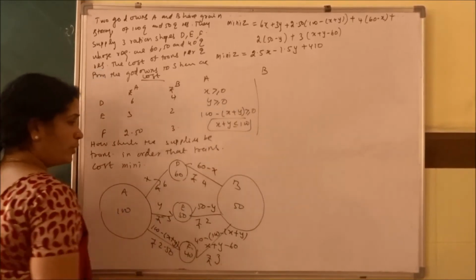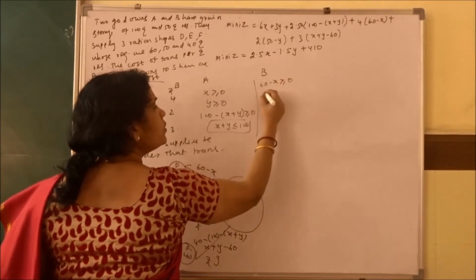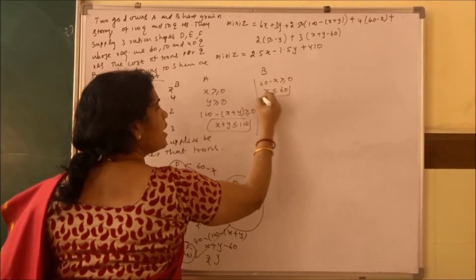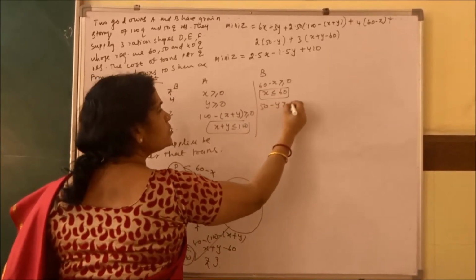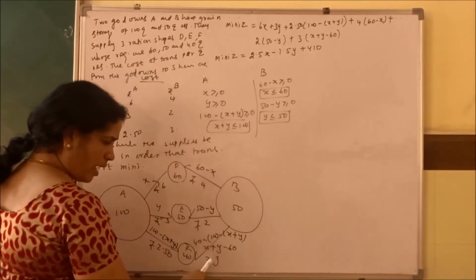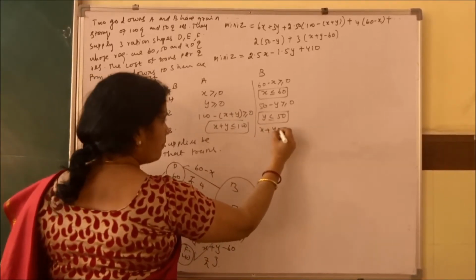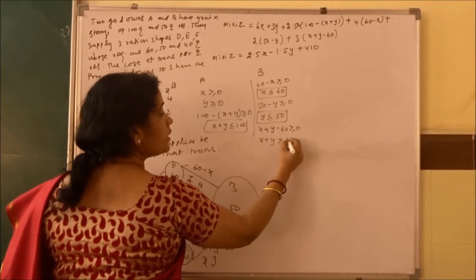Now come to B godown. Here the number of quintal is 60 minus x, which is greater than or equal to 0, so x is less than or equal to 60, another equation. Another quintal, 50 minus y, is greater than or equal to 0, so y is less than or equal to 50, another equation. Now the last equation, x plus y minus 60, is greater than or equal to 0, so x plus y is greater than or equal to 60.